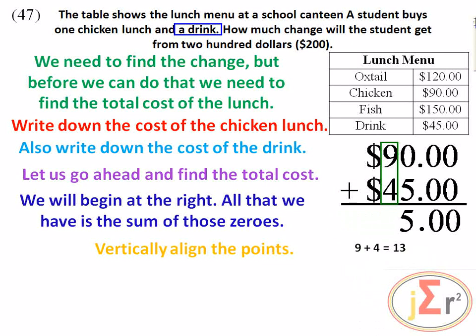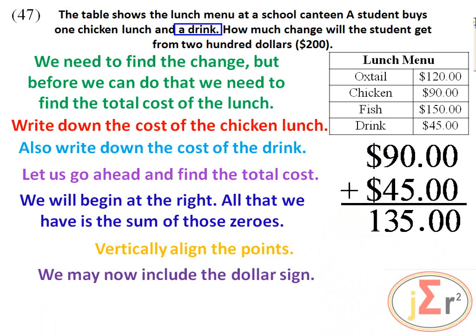So 9 plus 4 is equal to 13. And the total turns out to be? $135. But we cannot do that without the dollar sign. So we may now include the dollar sign.